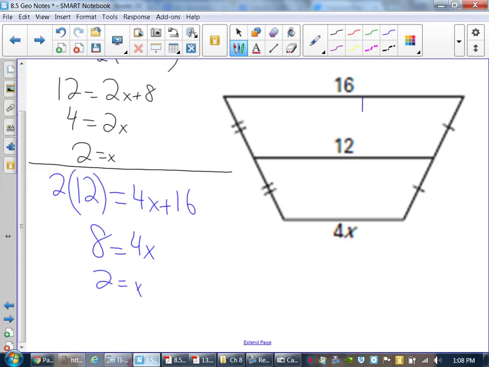So from 16 to 12, do you go up or down? How many? 4. So what's 4 less than 12?